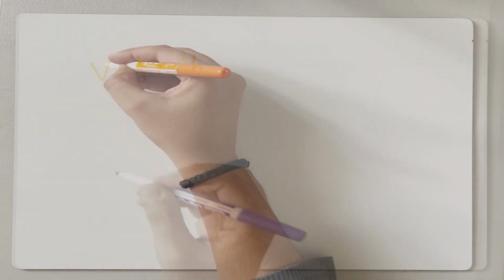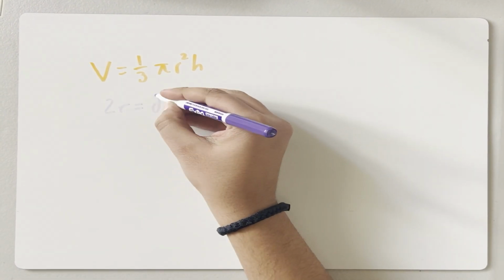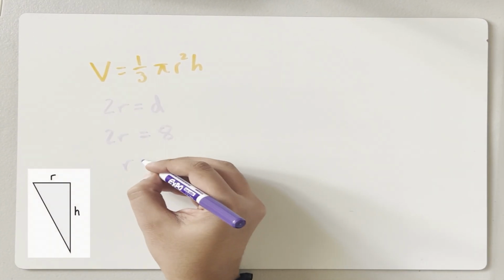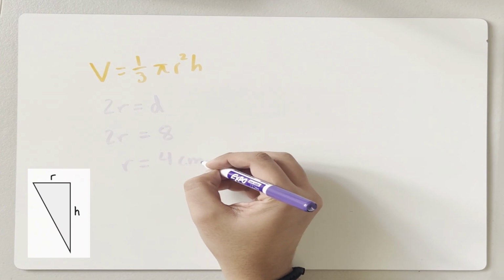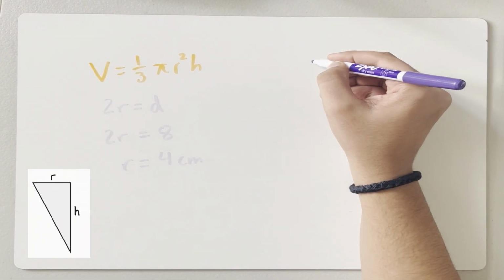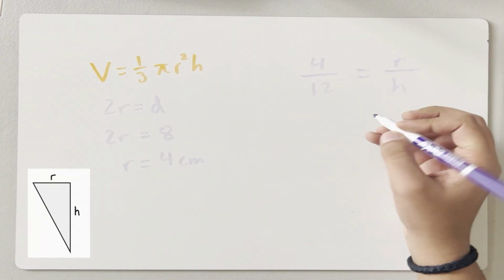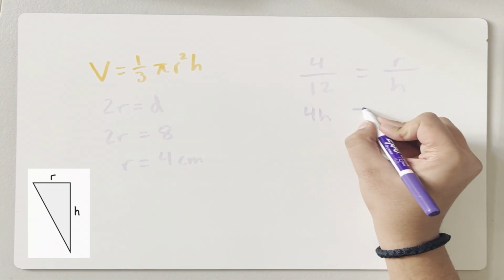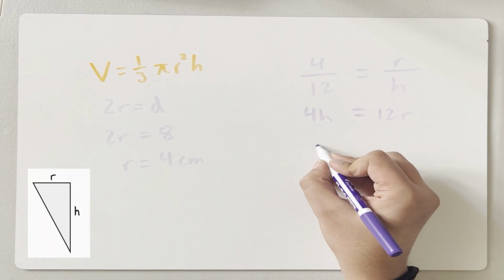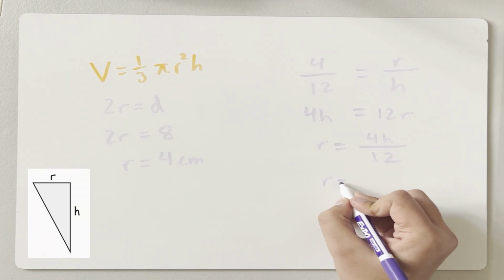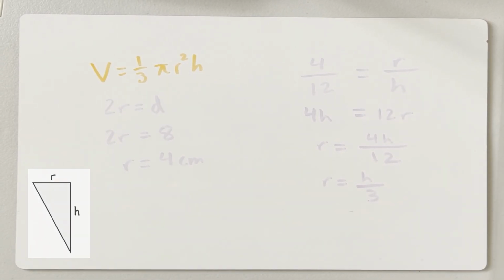We can then use our basic volume equation of 1/3 pi r squared h in order to find the radius using proportions. We can set up the proportion using 2r is equal to the diameter, and the diameter of the problem is 8. Therefore, our radius is 4 centimeters. We can then set up the entire proportion as 4 over 12 is equal to radius over h. Then using some simple algebra, we get that r is equal to h over 3.